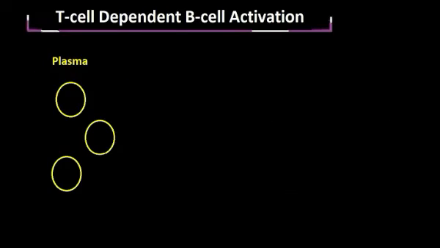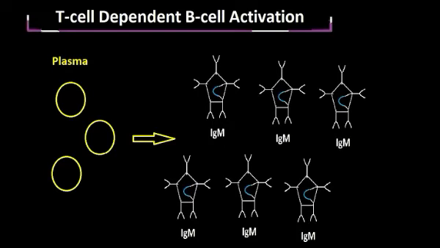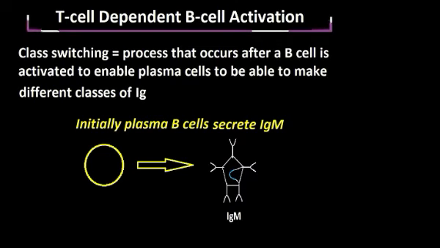When plasma B cells secrete antibodies, they first make IgM. Depending on the location of the infection, IgM might not be the most ideal antibody to have. So, for example, an infection that is located in the mucous membranes, IgA would be ideal. Fortunately, we have class switching. Class switching is a process that occurs after a B cell is activated to enable the plasma cells created by the B cell to be able to make different classes of antibody.